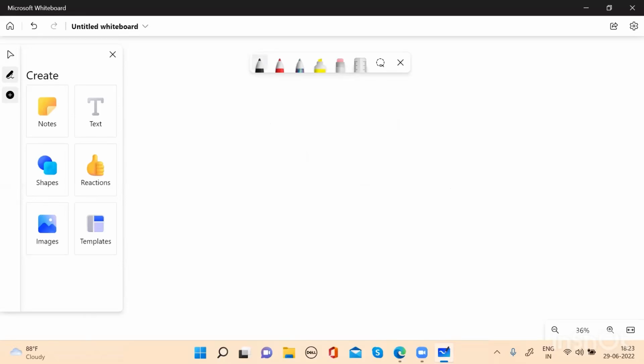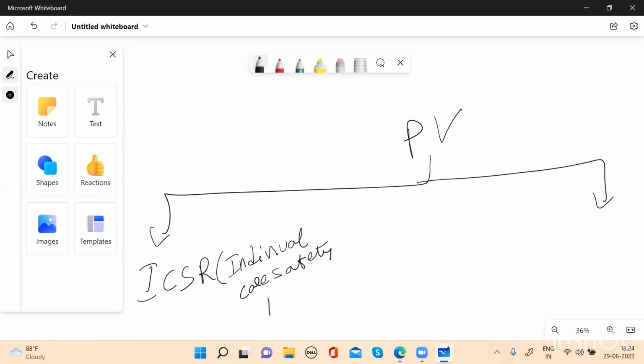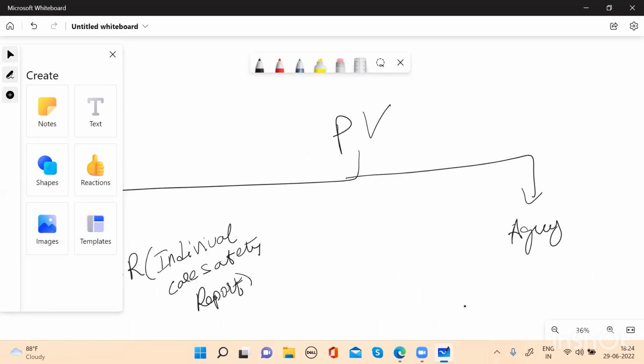So PV reports are classified into two types. One is ICSR, which is individual case safety report. The next one is aggregate report.